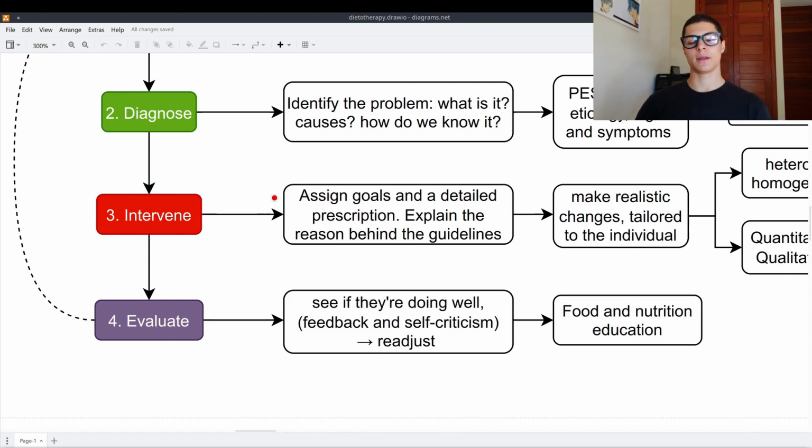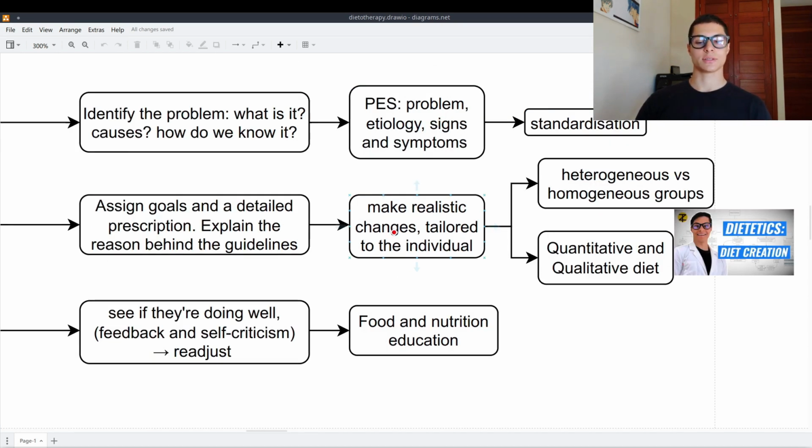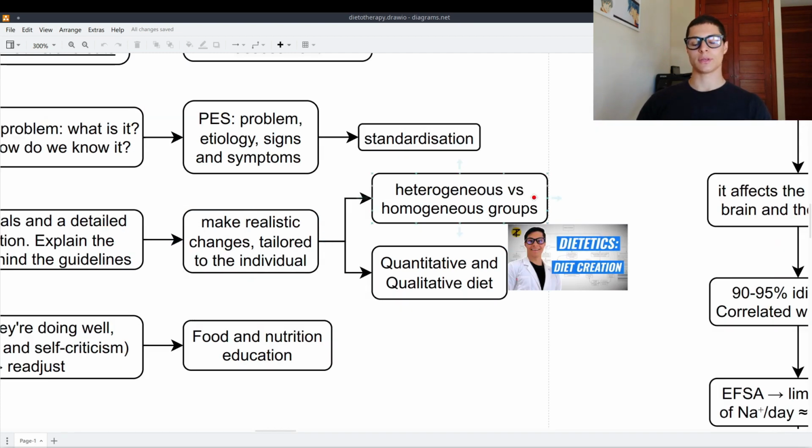Number 3 is to intervene: assign goals and a detailed prescription, explain the reasons behind the guidelines, make realistic changes tailored to the individual. You cannot tell people with obesity to just not eat anything or drop the calories so much just because this is the protocol. You have to adapt it to the individual. Therefore, we have heterogeneous versus homogeneous groups and the quantitative and qualitative diets. I have a video here in my channel called Dietetics Diet Creation, in which I explain this in more detail.